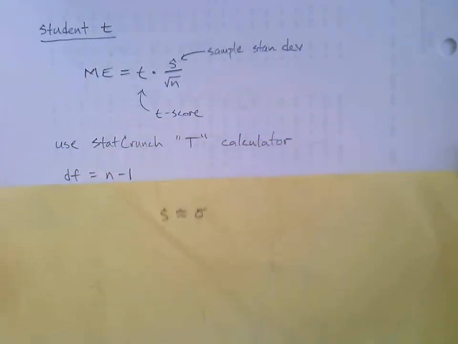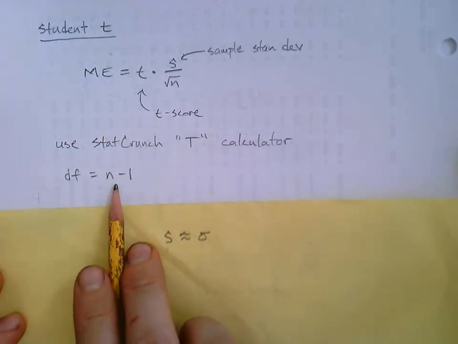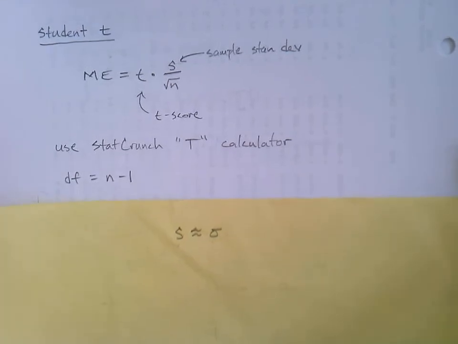So here's my recap of what we're going to do to find the margin of error. We saw that formula a moment ago. It's t times s over the square root of n, where we've got our t-score and our sample standard deviation. We're going to use the StatCrunch t calculator. So under calculators, look for the t calculator, and it's going to ask for degrees of freedom, so remember that that's n minus 1.